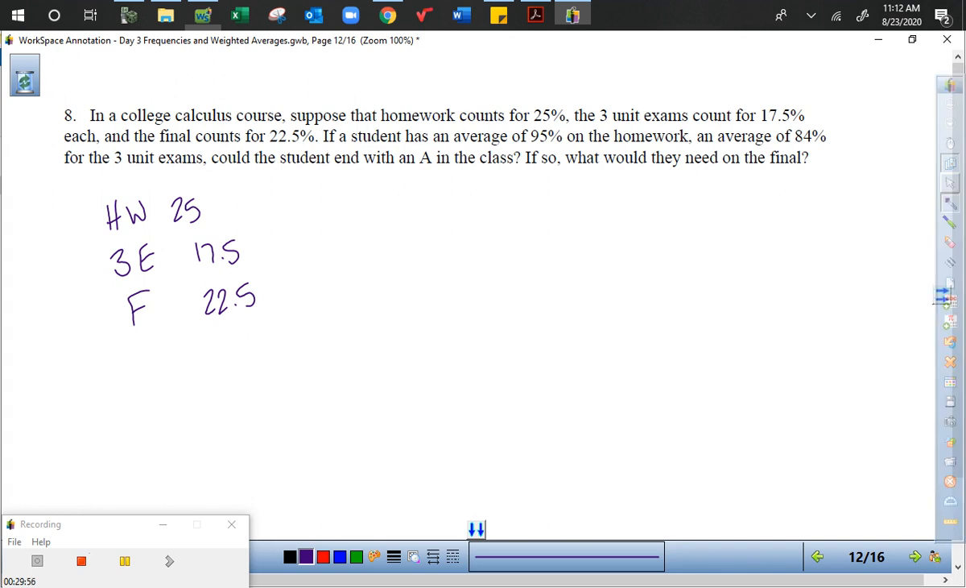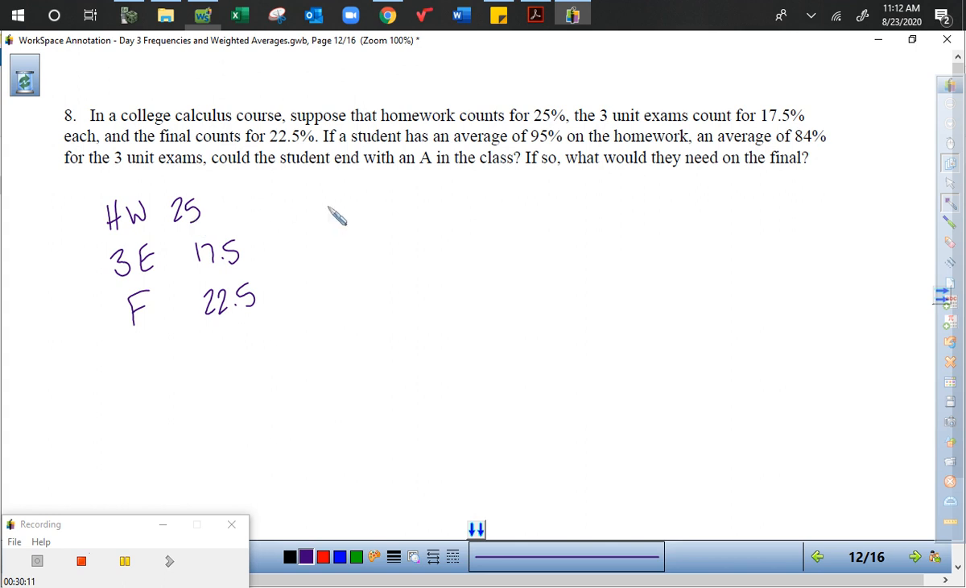Okay, notice the final is missing here. So this is not calculating the weighted grade. It's calculating, well, what score would I need on the final to get this weighted grade? So the first thing we're going to do is set up how this would look weighted.